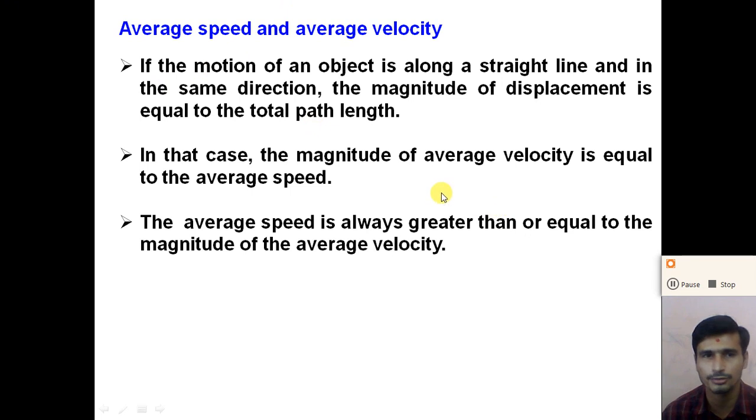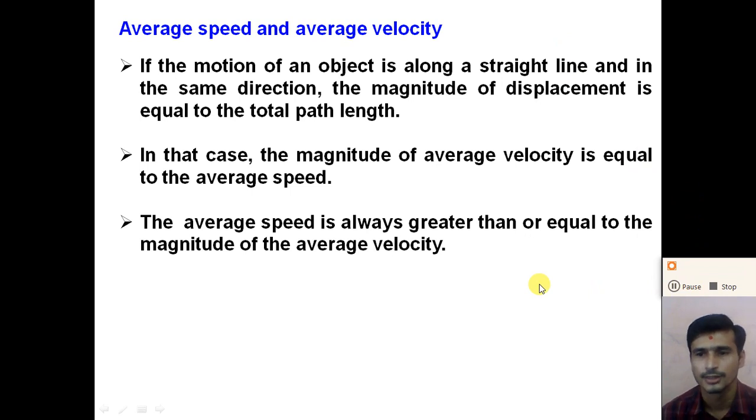speed. So here, dear student, if the motion of the object is along a straight line and in the same direction, the magnitude of the displacement is equal to the path length. So the magnitude of the average velocity is equal to the average speed. One more point regarding the average speed and the average velocity: the average speed is always greater than or equal to the magnitude of the average velocity, or we can say that the magnitude of the average velocity is always less than or equal to the average speed.